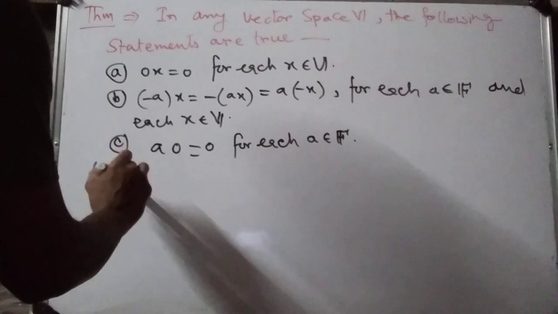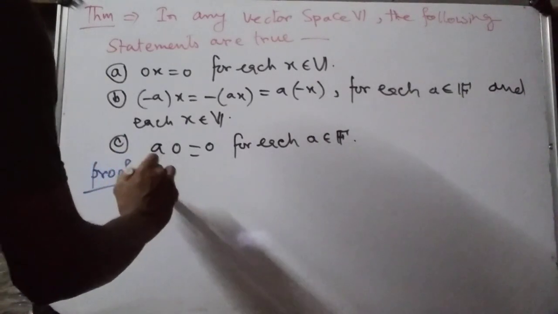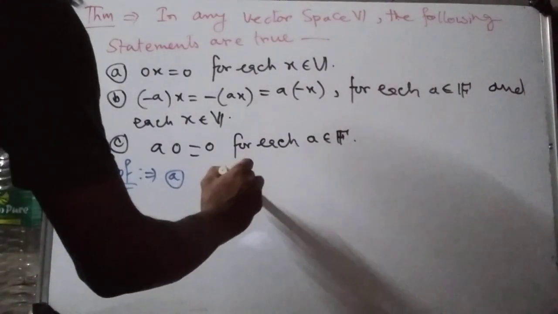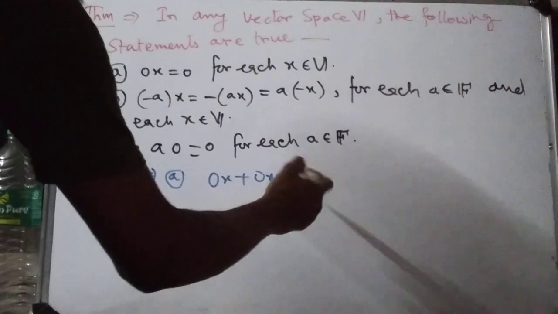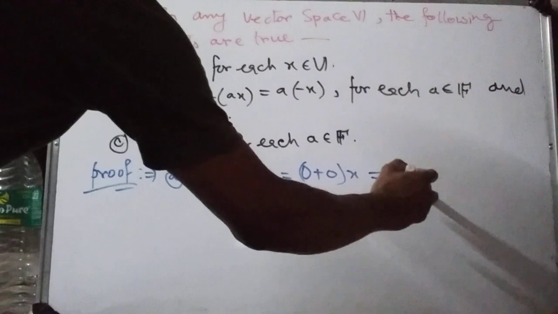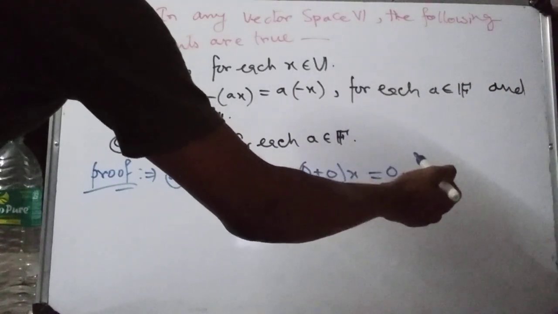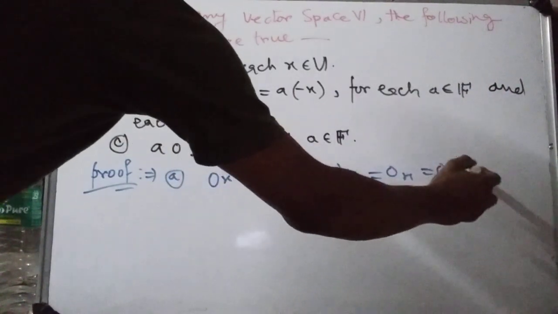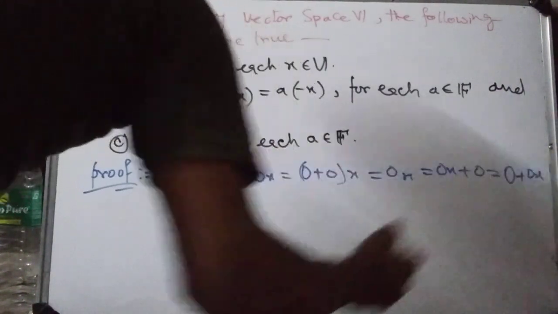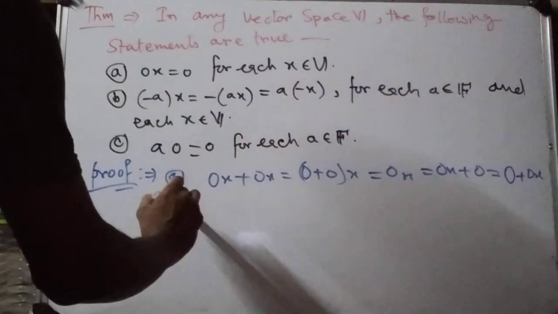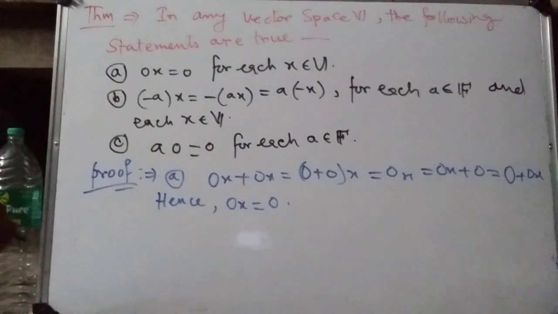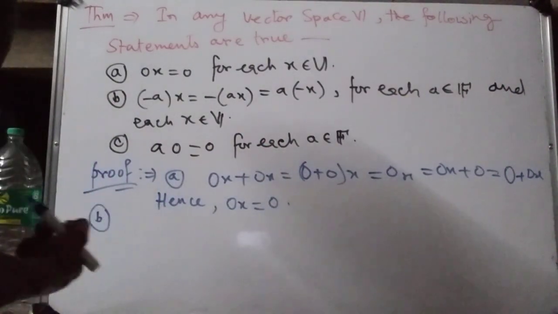Proof of part A. We write 0x plus 0x equals (0 plus 0)x, equals 0x, equals 0x plus 0, equals 0 plus 0x. Hence 0x equals 0. Understood? Next we discuss B.